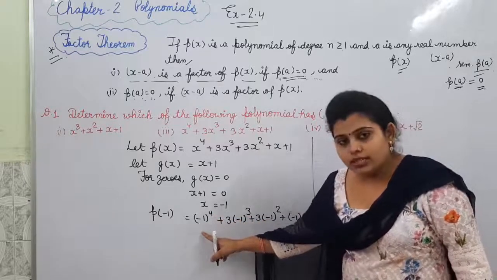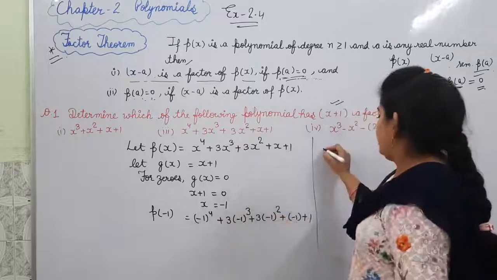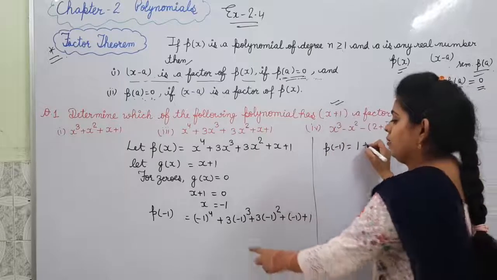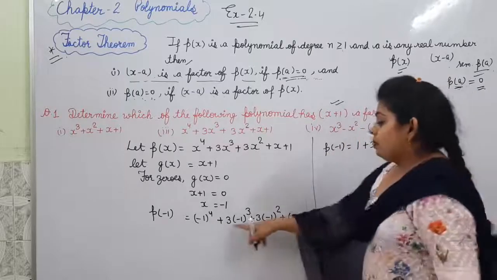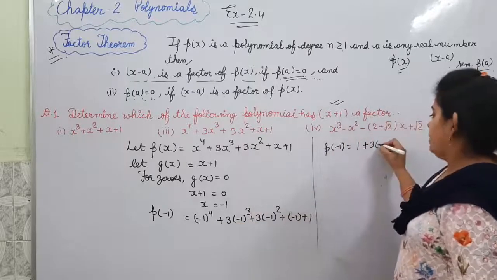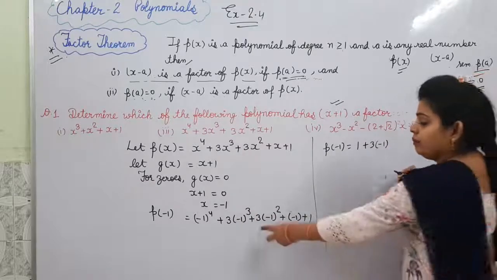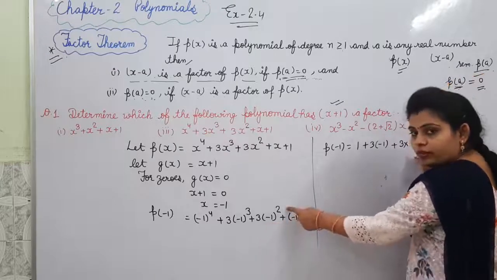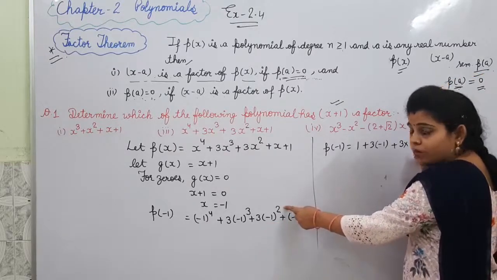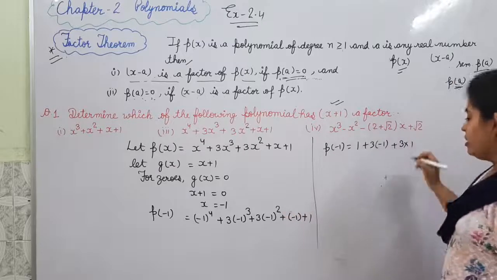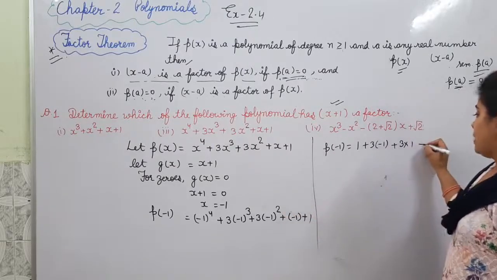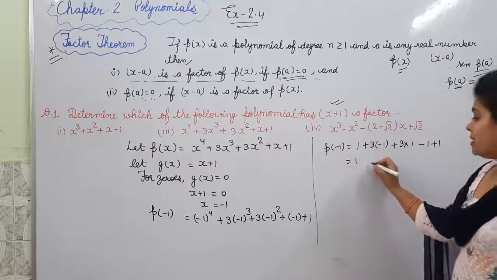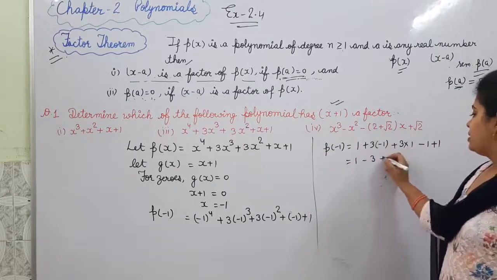Then what will be the answer from here? Plus 1. It means P of minus 1 is equal to minus 1 cube plus 3 into minus 1 raised to power, even power. 2 is an even number, so what we will get from here? 1 plus minus 1 plus 1. Solve it. 1 plus minus 3 plus 3 minus 1 plus 1.